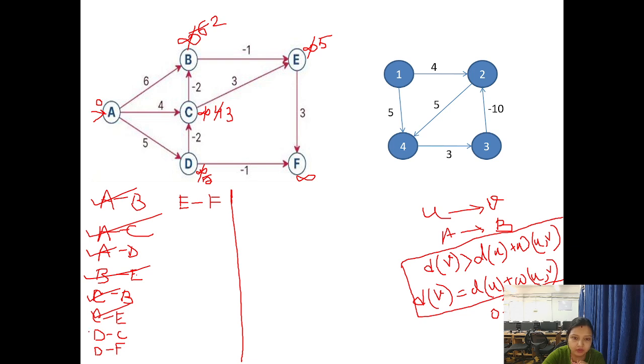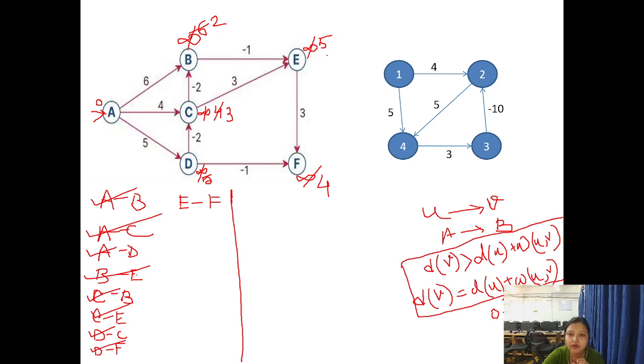Okay. So we will update with 3. D to C, we are done with D to C. Now next is what? D to F. The distance of F is infinity and the distance of U, that means D, is 5 plus the associated cost, which is minus 1. So 5 plus minus 1, that is 4. So we will update infinity with 4. So done with D to F.